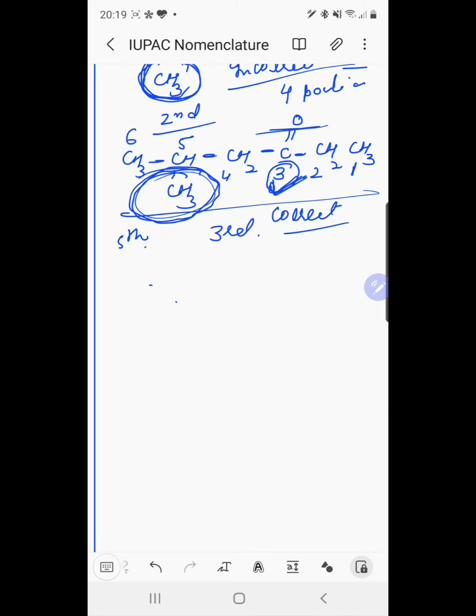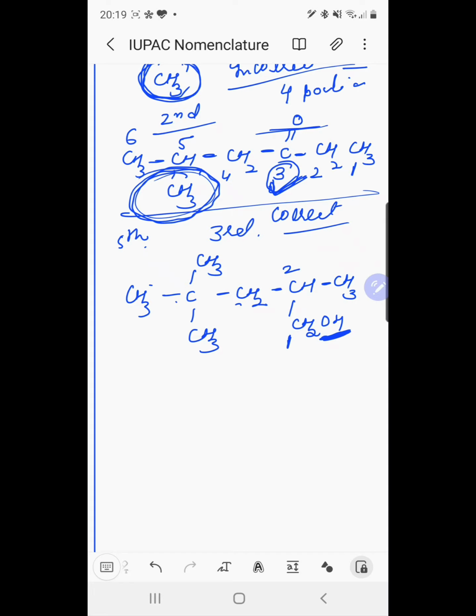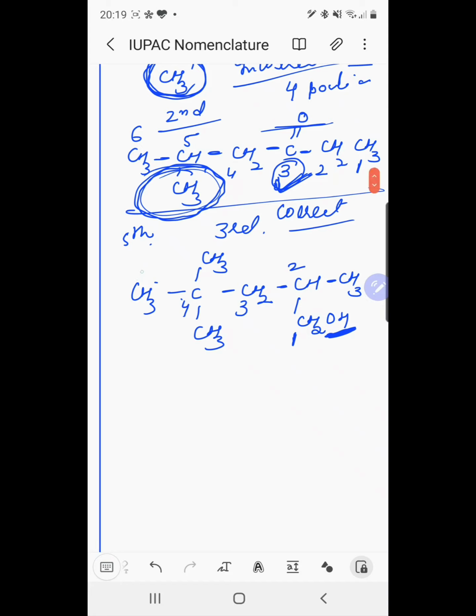Now one more example, CH3, CH2, CH2OH, CH3. Now in this case we will give preference to this functional group so that we start the numbering from this end, 1, 2, 3, 4 and 5. So this is the correct method.